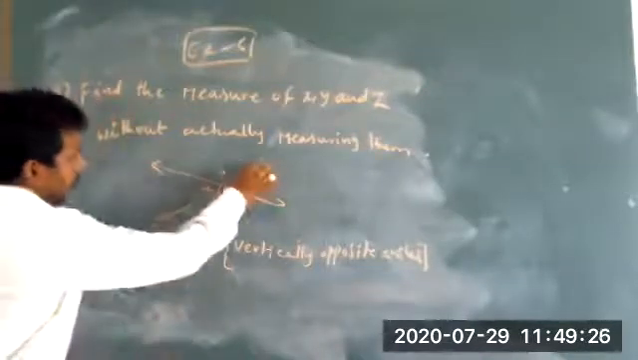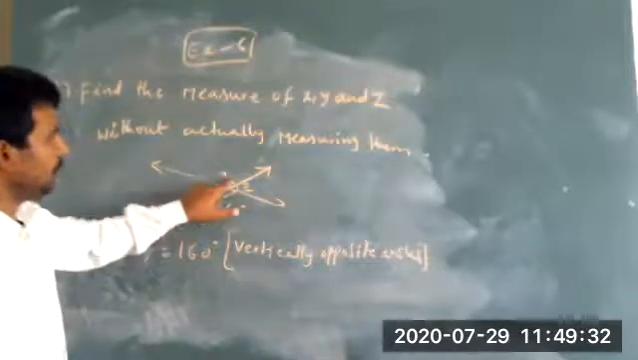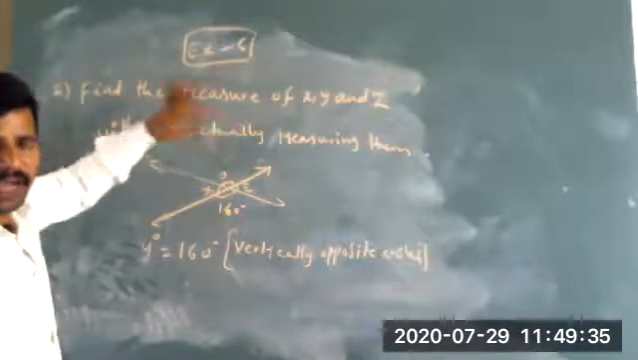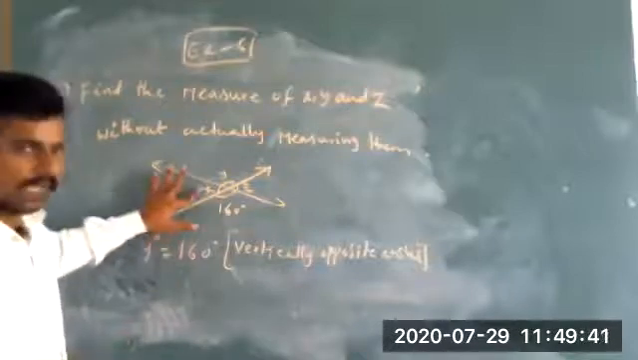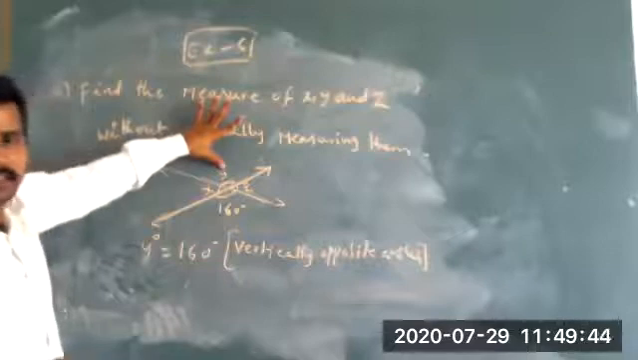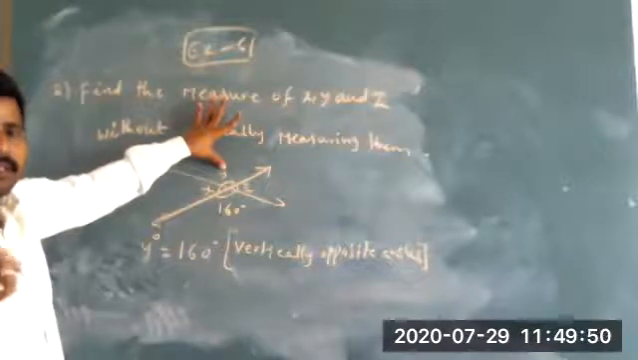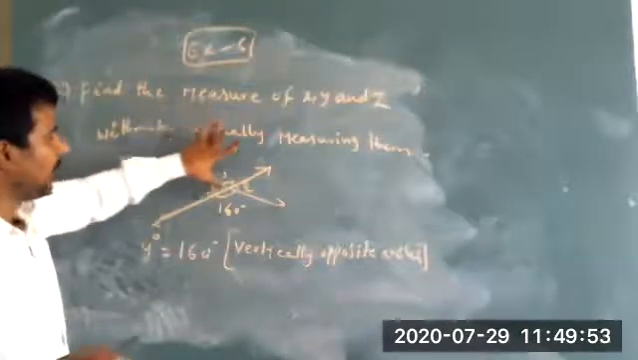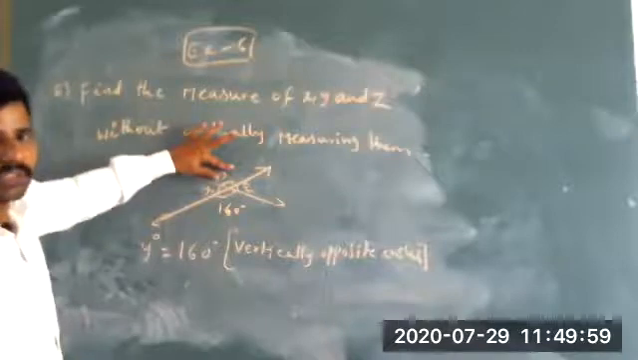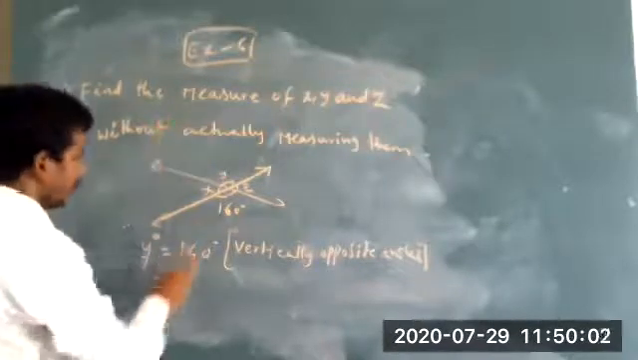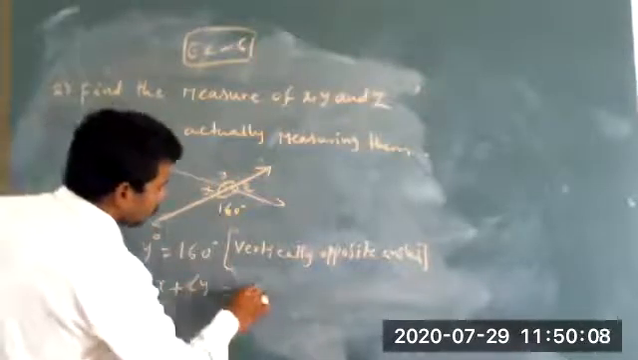X. So once see, children, this is one line. These two angles form a linear pair. Why? Because angle x and angle y are adjacent angles. A linear pair is adjacent angles whose sum is equal to 180 degrees. So angle x plus angle y, both are how much, children? 180 degrees. So angle x plus angle y equal to 180 degrees.